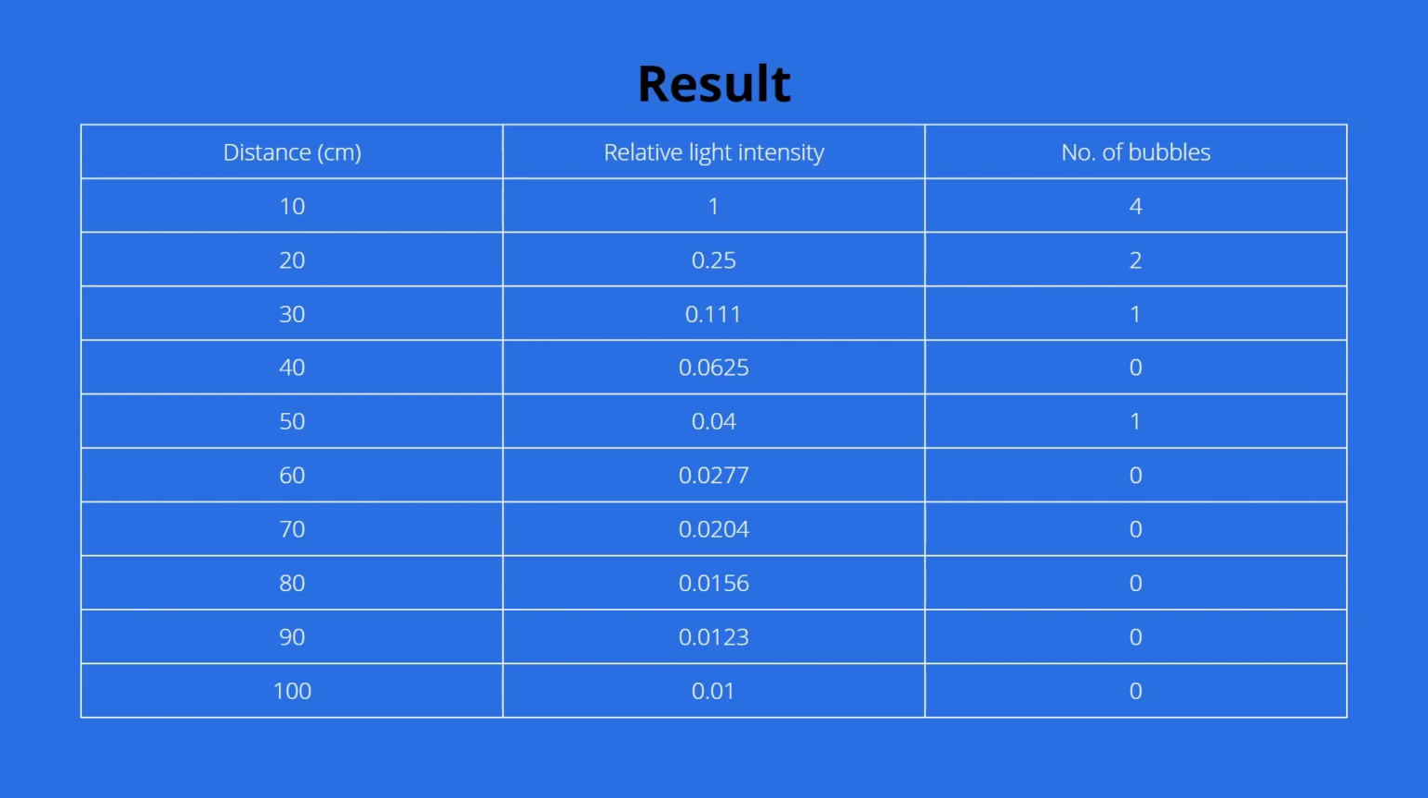So let us discuss the result of the experiment. According to Sudhadal, firstly, light intensity is correlated with the inverse square of the distance. Hence, we get the calculated relative light intensity provided in the table. This light intensity is relative to the highest light intensity used, which is at 10 centimeters of distance.